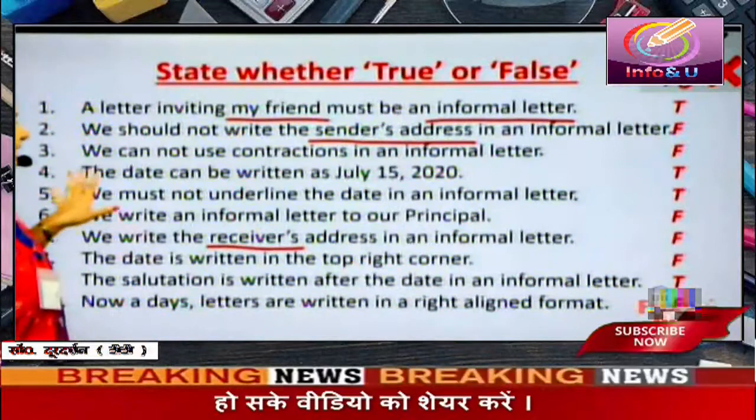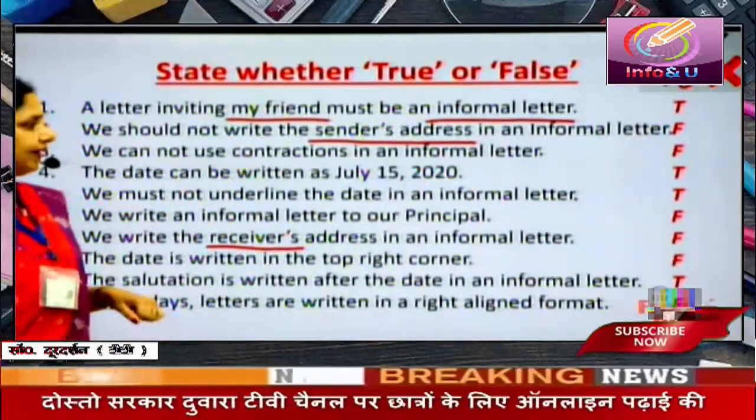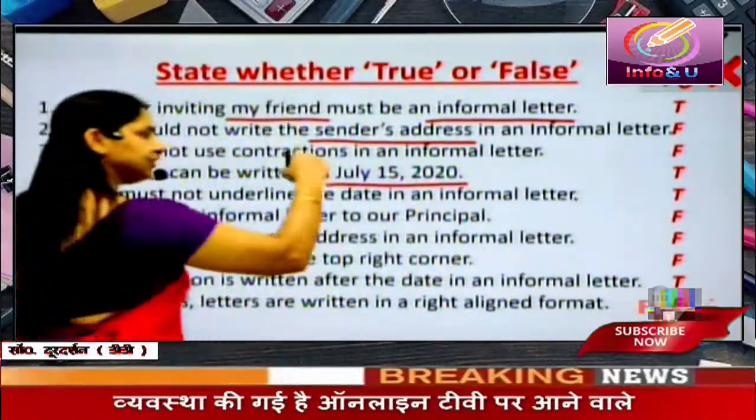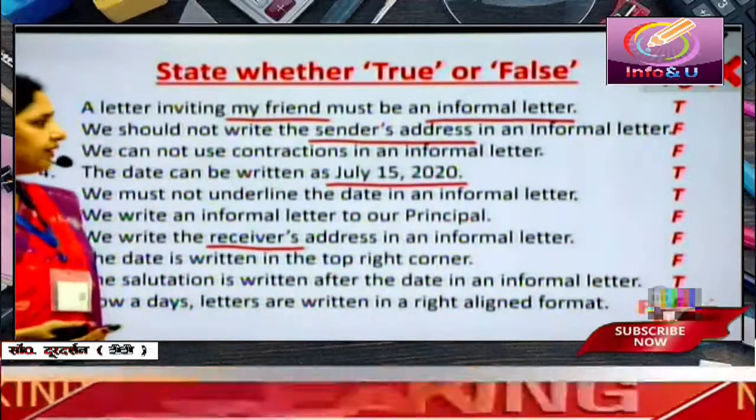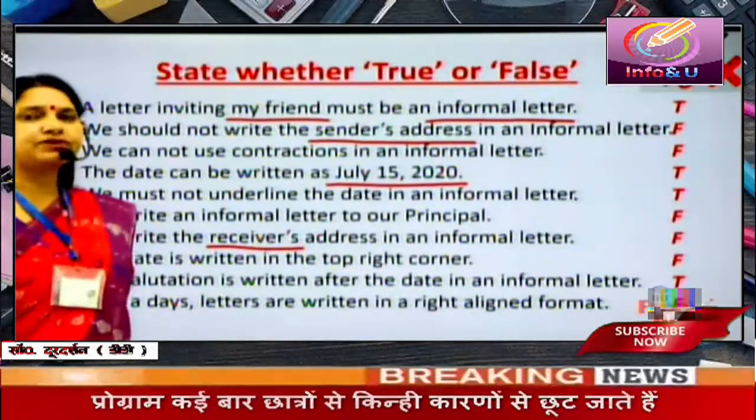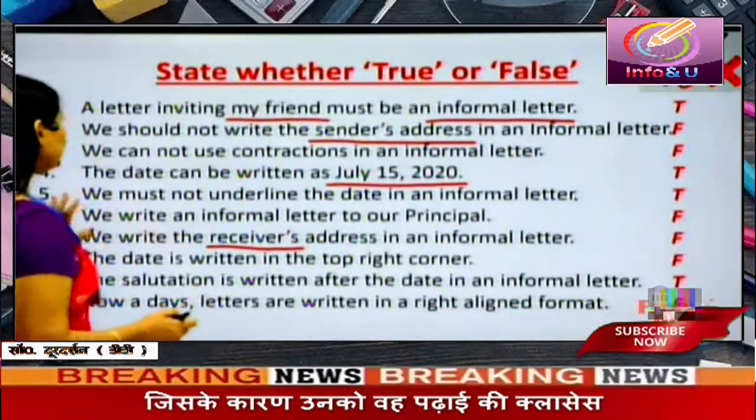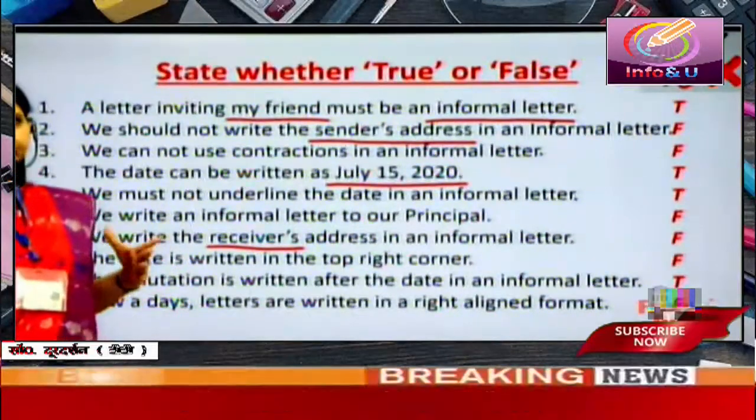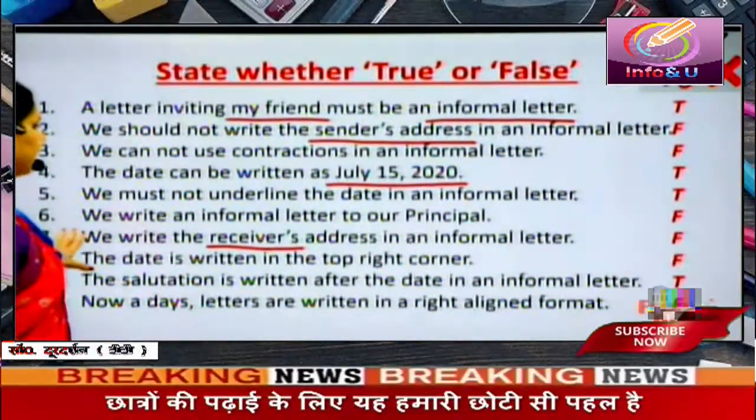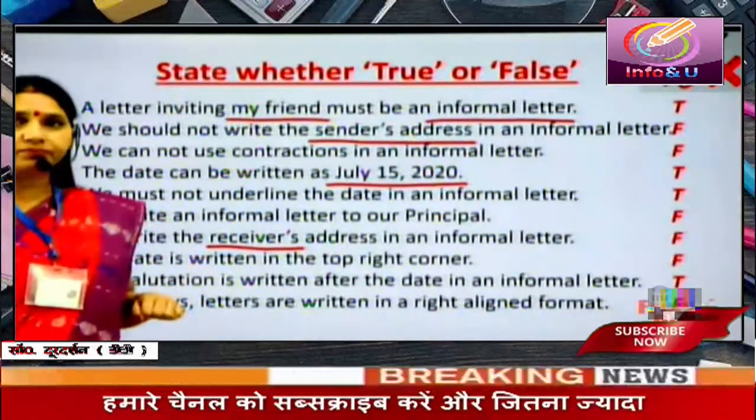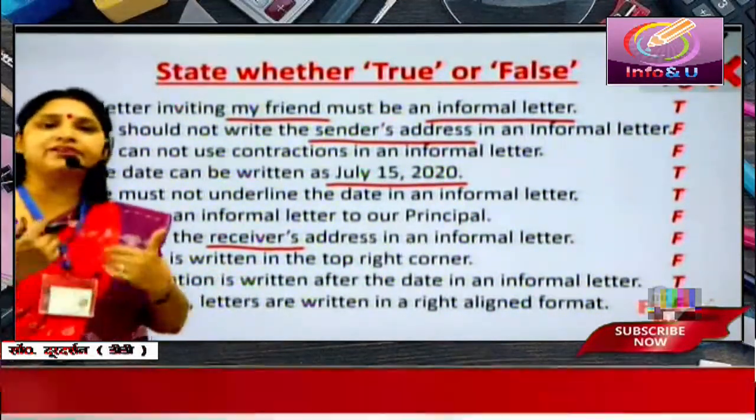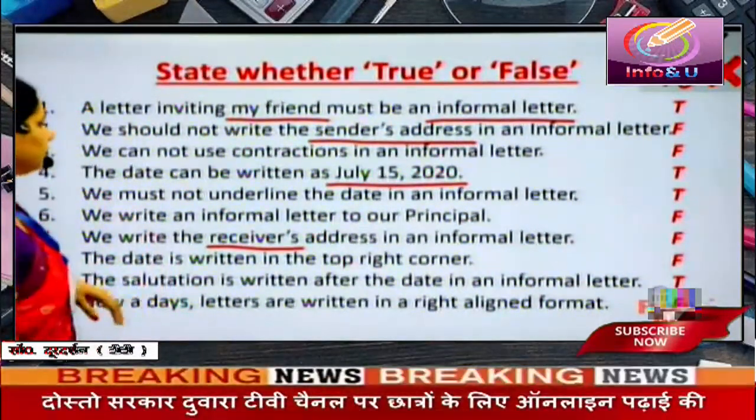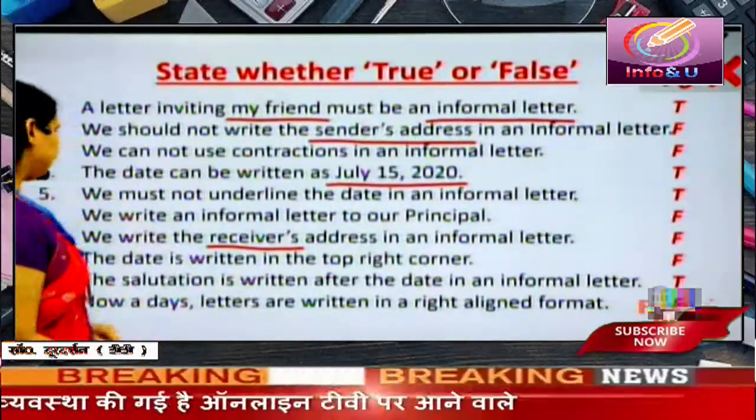Fourth is, the date can be written as July 15, 2020, and it is true. July 15, 2020 or 15 July 2020, both are correct. And even if you use only numbers to write the date, that is also correct. We must not underline the date in an informal letter. This is true. Date is never underlined in letters. We write an informal letter to our principal. This is false because we have a formal relationship with our principal. We don't have informal relationships with our principal. So we write a formal letter to our principal.